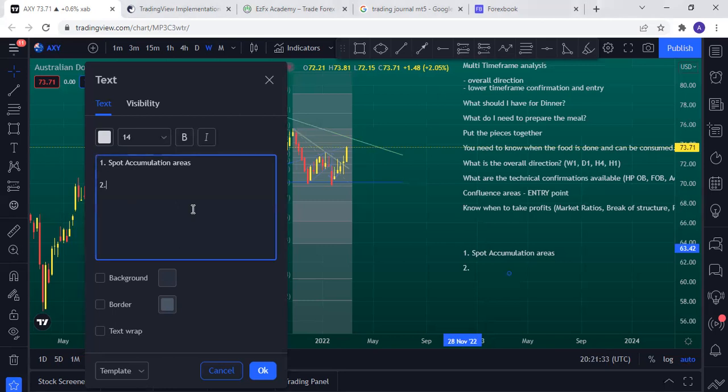Now, the next thing is I locate my zones. When we talk about zones, zones refer to a number of things. There are different types of zones. There are pivot zones, which are also known as turnkey levels.